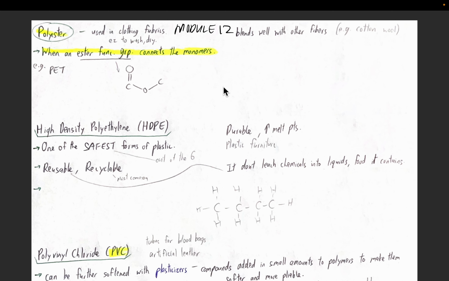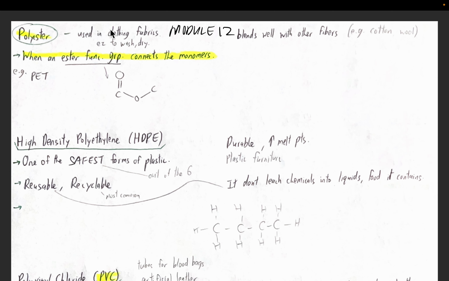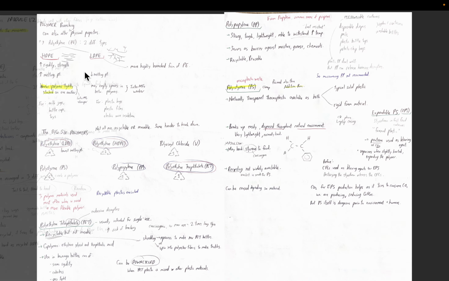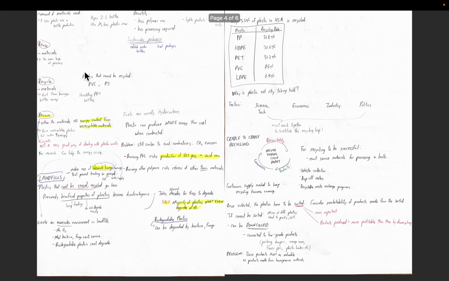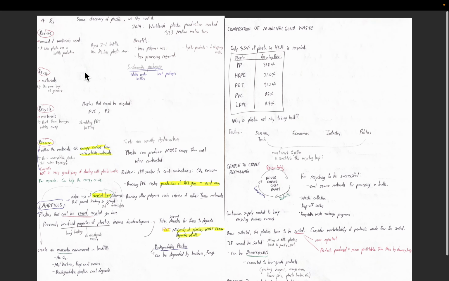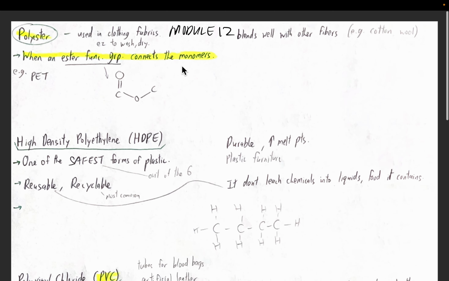So polyester is used in clothing fabrics, so it's easy to wash and dry. Polyester is when an ester functional group connects the monomers. Just give me a while. Let me see if this is the right file. Yeah, I think this is where we actually start. Okay. One example of polyester is PET. More on this later, what that abbreviation means.